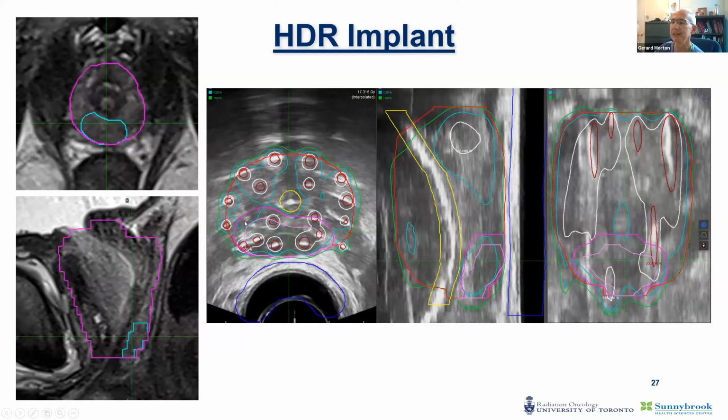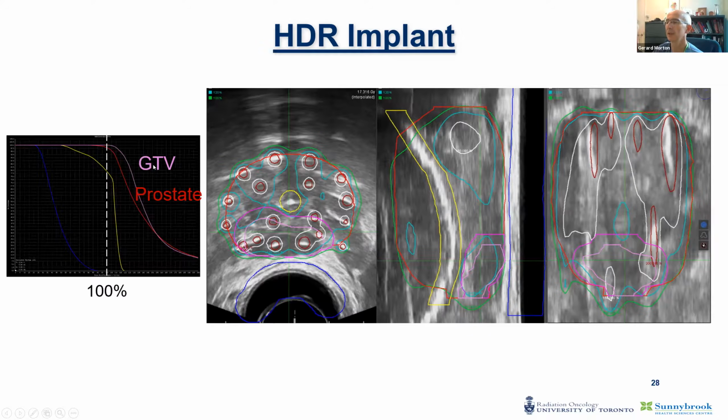Even if we're not going to escalate dose, the blue, I think, is the 120%. You can see it's very nicely covered on the axial as well as on the sagittal images. Again, ensuring that we've got full coverage of the GTV. So that's sort of the situations when often we would consider incorporating GTV using MR information into our planning process.